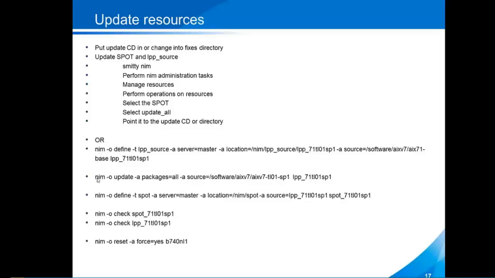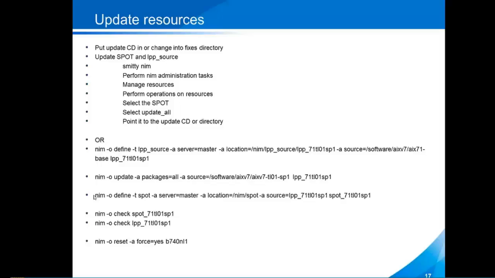Then if I want to update that LPP, I can now point using nim -o update. I tell it packages=all. Now I can just tell it individual packages here, but in this case I'm saying update them all. Alright, and then I've got the source, which is my source directory where I've got technology level 1, service pack 1, and then again I tell it which LPP I'm updating.